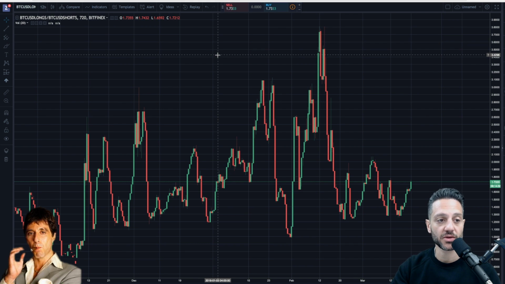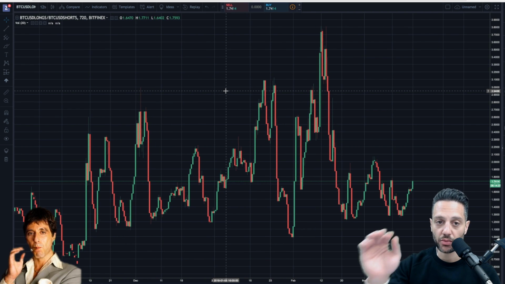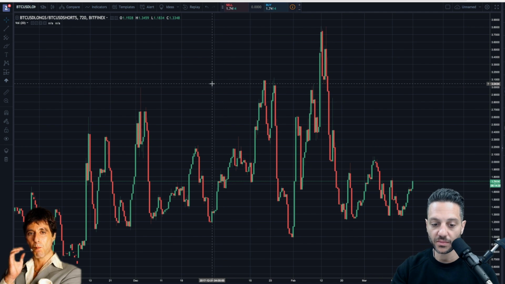So here is the chart that I was talking about: BTC USD longs versus BTC USD shorts. This data comes from Bitfinex. If you're going to be searching for this chart on TradingView, it's actually pretty hard to get to. I will leave a link in the description because it's not front and center when you search for it.